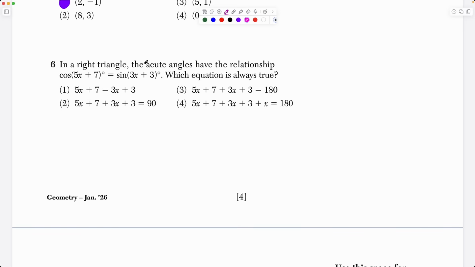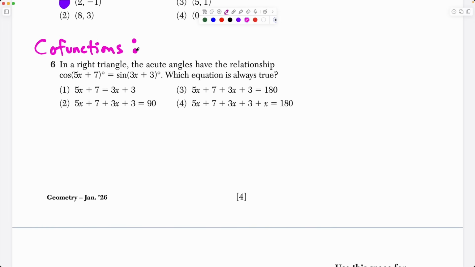Question 6, in a right triangle, the acute angles have the relationship cosine of 5x plus 7 degrees equals sine of 3x plus 3 degrees. Which equation is always true? So for this one, we have to understand the idea of cofunctions. Okay, this is the big idea for a question like this.